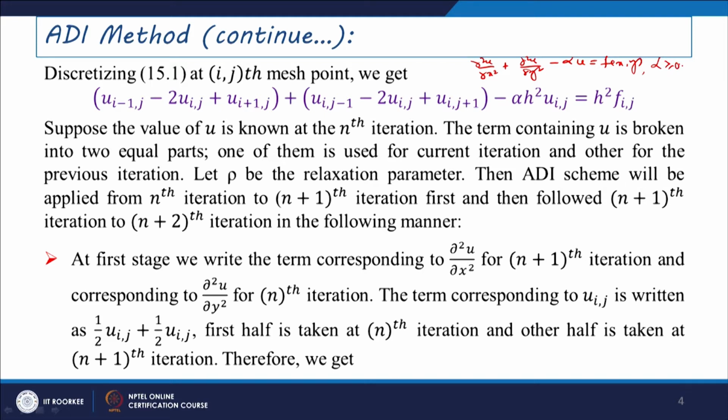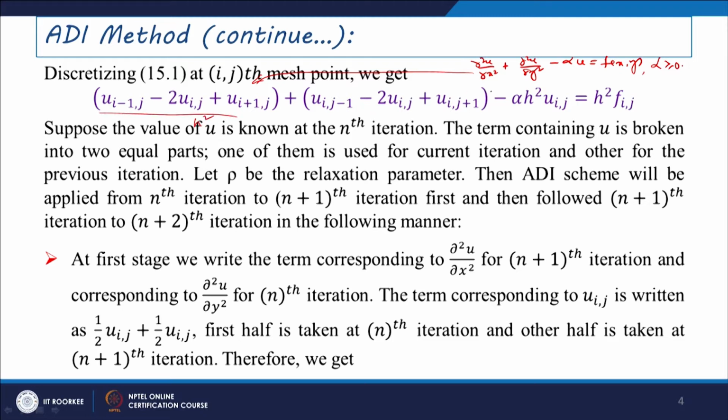So, if you just use the central difference approximation, del square u by del x square can be written in the form of u i minus 1 j minus 2 u i j plus u i plus 1 j by del x square, or you can just write h square here.